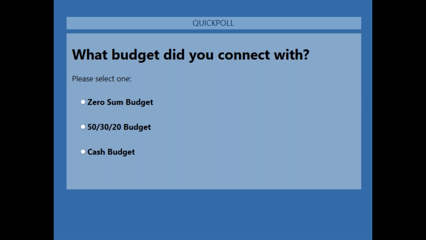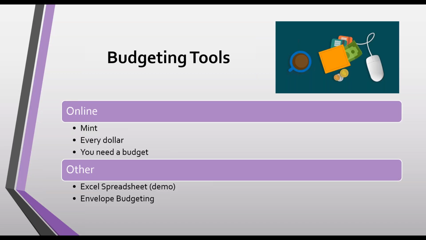So once you've chosen the budget, we've talked about which budget we want to use and that it's important to choose one. Well, now we have to talk about how we are going to track our budget, right? So there are many budgeting tools out there and very popular, Mint online. I love Mint.